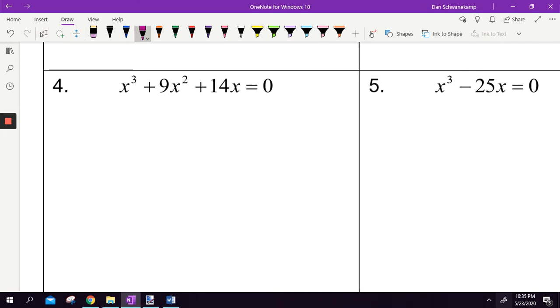x cubed plus 9x squared plus 14x. I'm going to divide out of everything what they have in common. They all have an x, so I'm going to take an x out. I'm going to be left with x squared plus 9x plus 14.